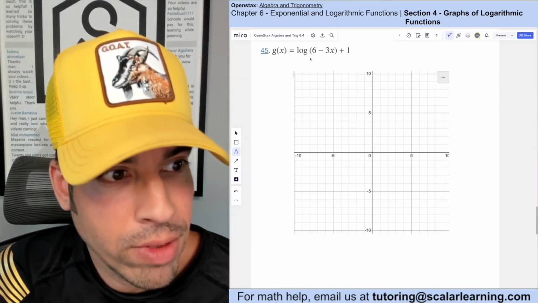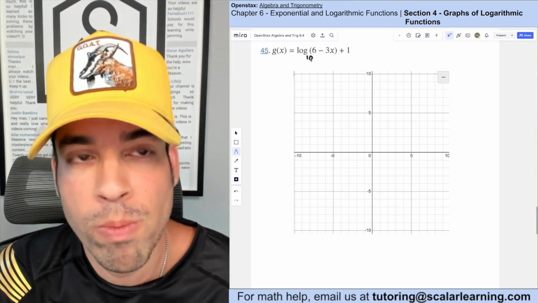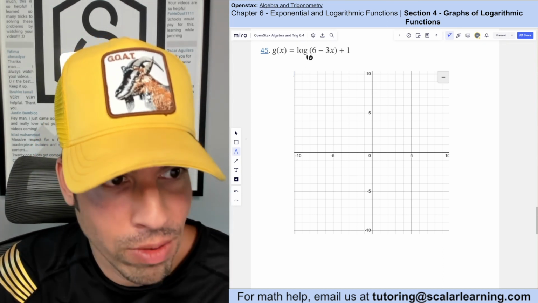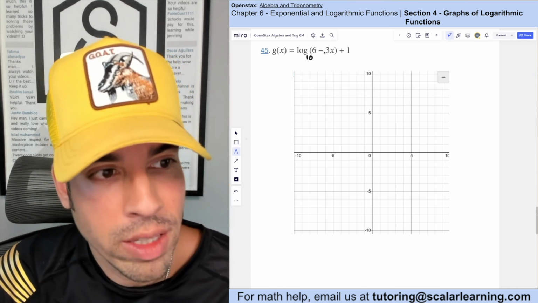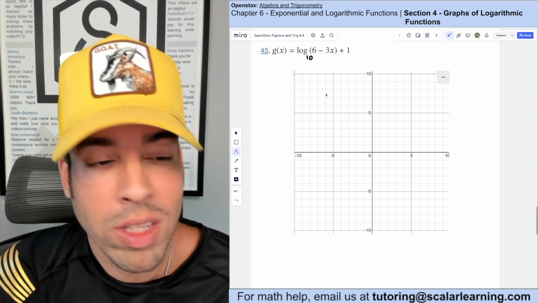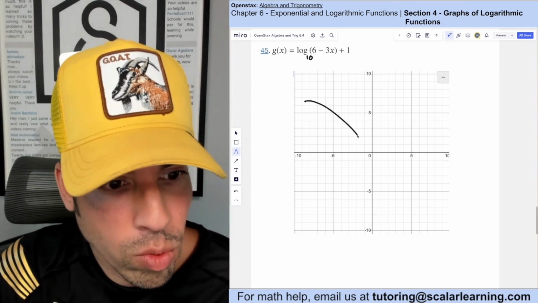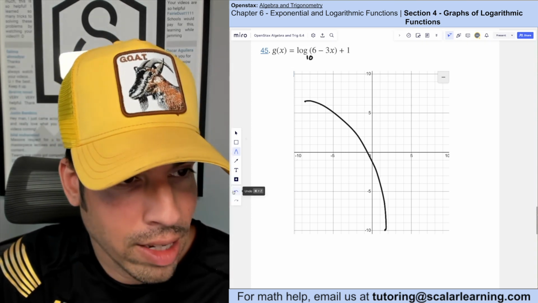So in order to graph this one, we want to first recognize that that's really a log base 10, right? When they don't put the base, we assume it to be a base of 10. Also, with this negative in front of the x value, we already know that that's going to be a flip across the y-axis. So this just tells us that we're probably looking at something that looks like this.